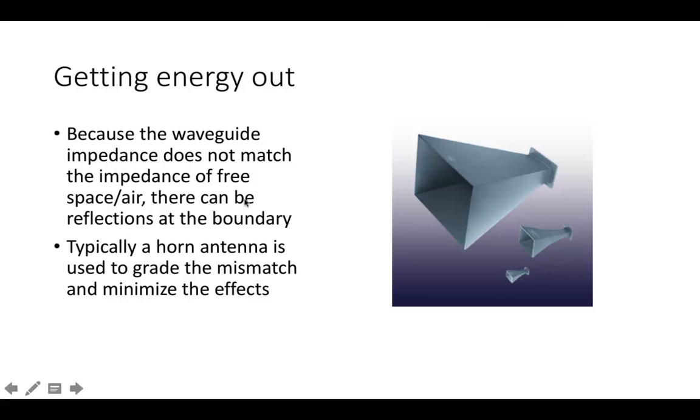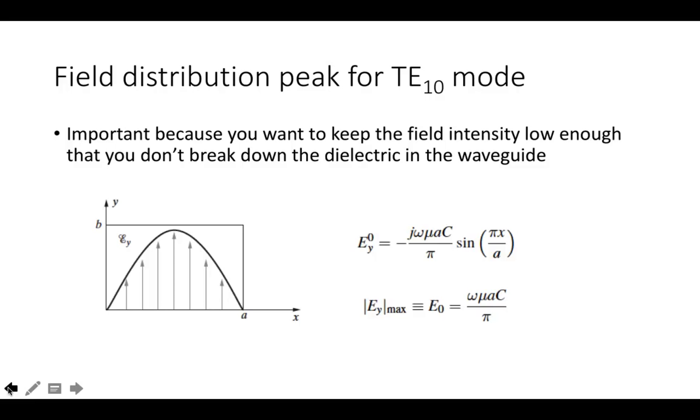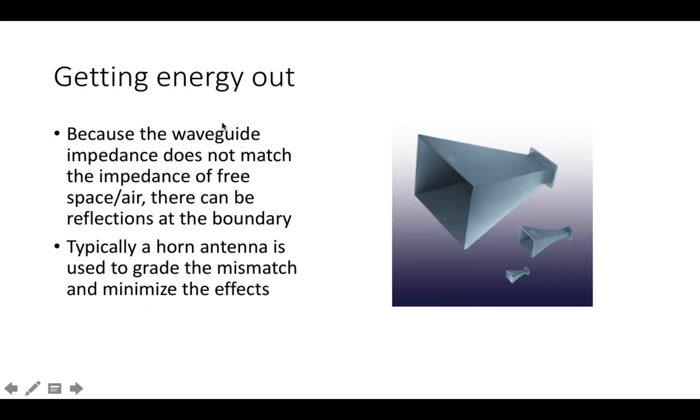Now, how do we get the energy out? Basically, we get the energy out by transitioning from the waveguide impedance to the impedance of air, if you're introducing this wave into air. So this is done with an antenna. This is referred to as a horn antenna. There are all different kinds of geometries of horn antennas. This one just meets the rectangular guide, and then it comes out and transitions to a bigger rectangle. You can have these that transition into a square. Some of them transition into a cylinder.